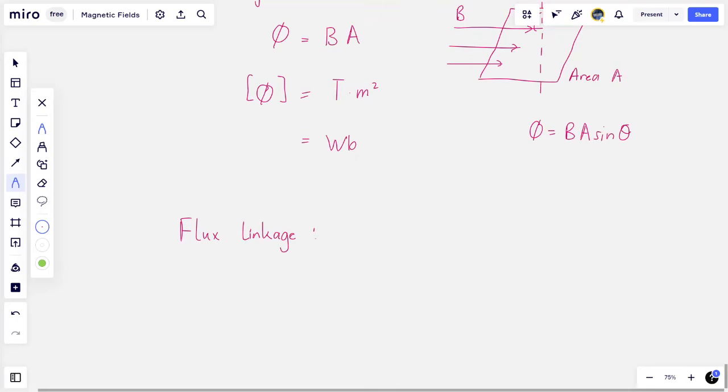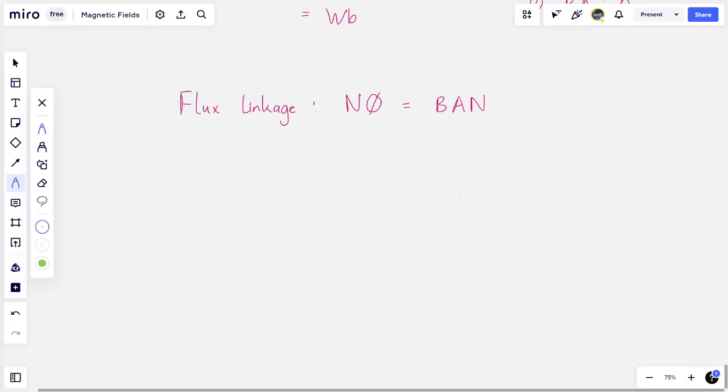It's something called the flux linkage. It is N times phi, and this is B times A times N, BAN. Okay, and again we're assuming B and A are perpendicular. That's where the sine theta disappears. Okay, so what is this basically? Well, think of it this way.